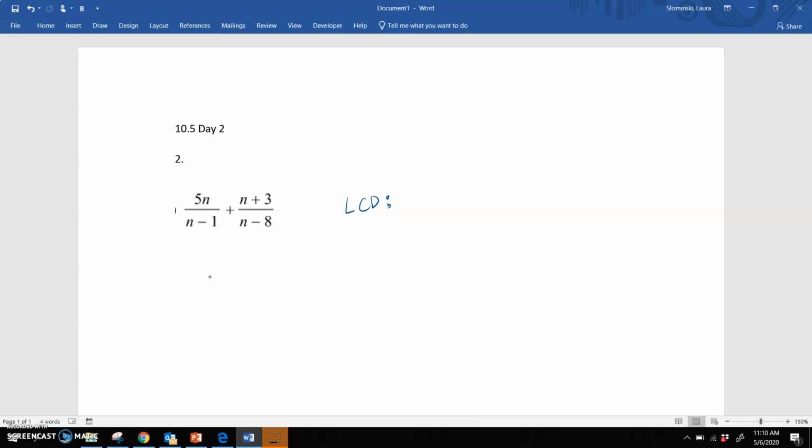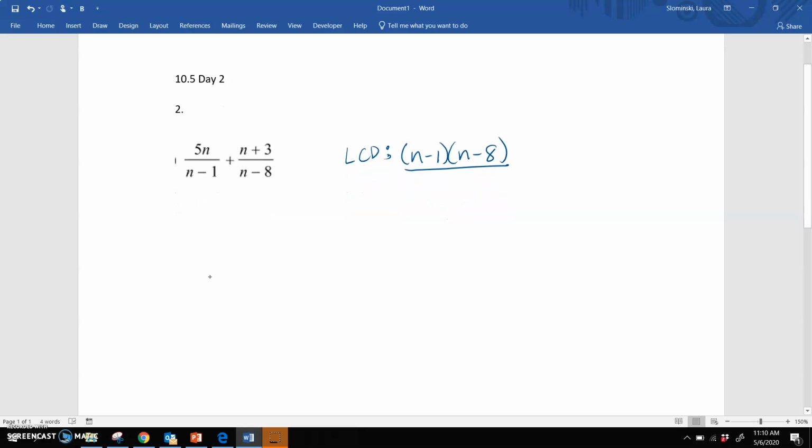So now, I like to look at my first denominator, which is n minus 1. I put that in my least common denominator, and then I go to the second fraction and take anything that's not already included. So the second fraction has an n minus 8. That is not already there, so my least common denominator would be n minus 1 times n minus 8. Which means that I need to make each of these fractions have that as a denominator.